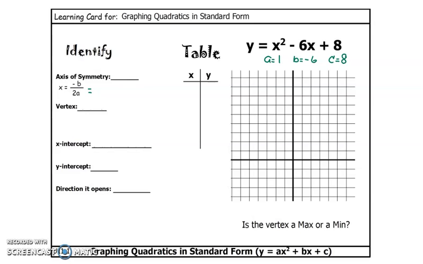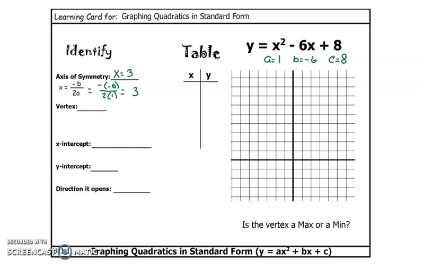So that means here where negative b is, we're going to put negative, and then our b value, which is negative 6. And we're going to divide it by 2 times our a value, which is a 1. So your calculator can help you do that. If not, this is going to be a 6 divided by 2, which is 3. So our axis of symmetry is x equals 3.